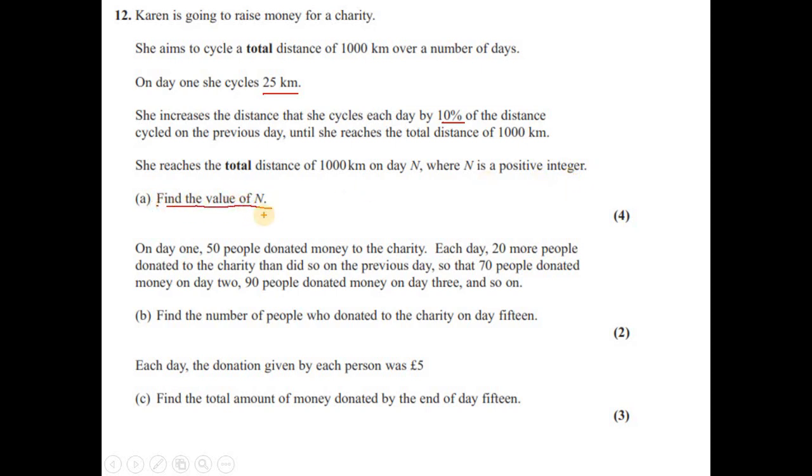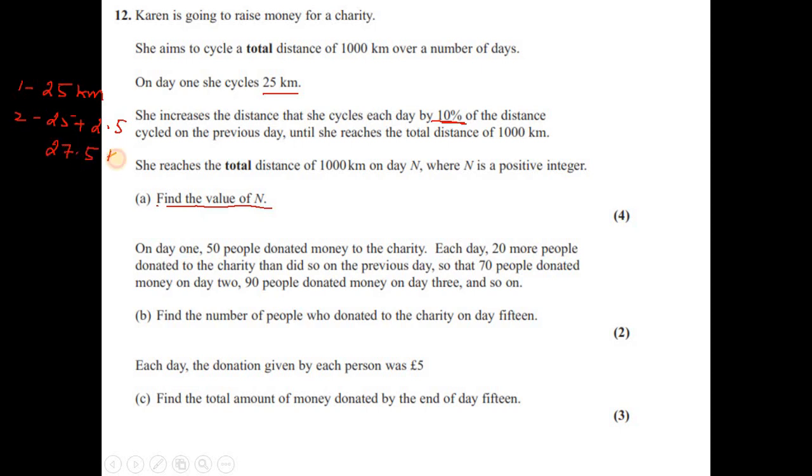Okay, in this type of question, the best option is to look at the situation day by day, and then you realize whether you have an arithmetic or a geometric series. So let's see. On day 1 she cycles 25 km, and then on day 2 she cycles 10% of the distance cycled on the previous day. That means on day 2, she's going to cycle 25 plus 10% of this 25, that means 2.5.